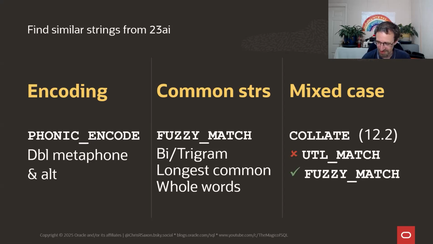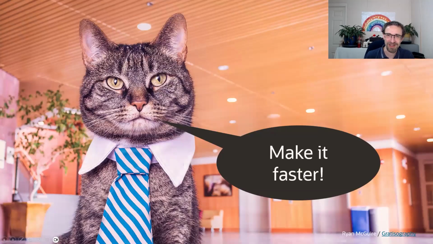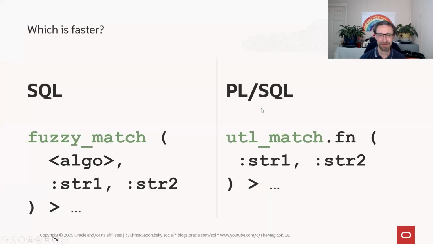And we're putting these things into production, to find people based on their name, do better matching. However, the boss isn't happy. They want the queries to be faster. It's all taking too long, all this matching. What can we do to speed this up? So first question here is, we looked at fuzzy match and UTL match, different languages. Which of these is actually faster? Interesting question.